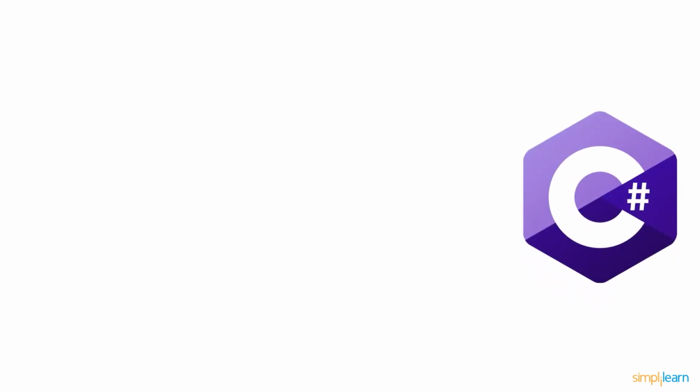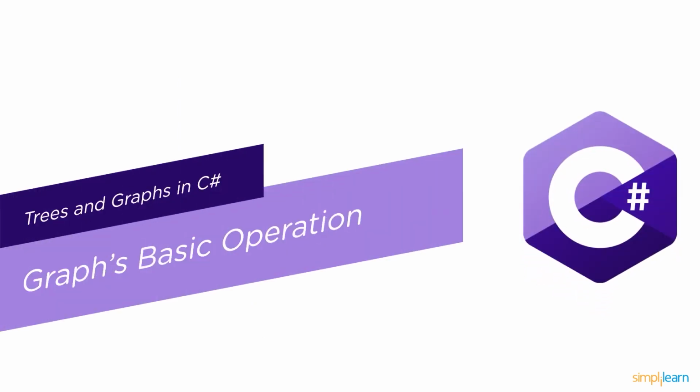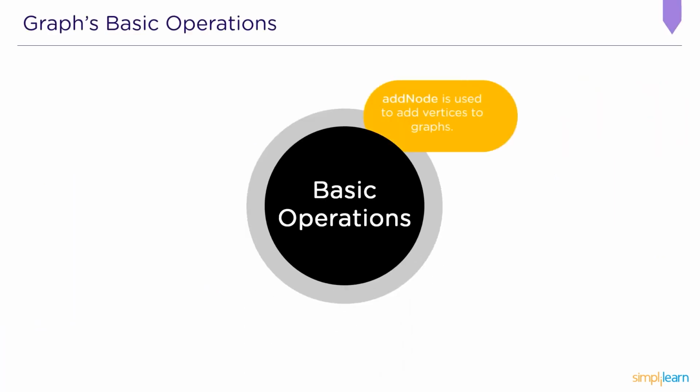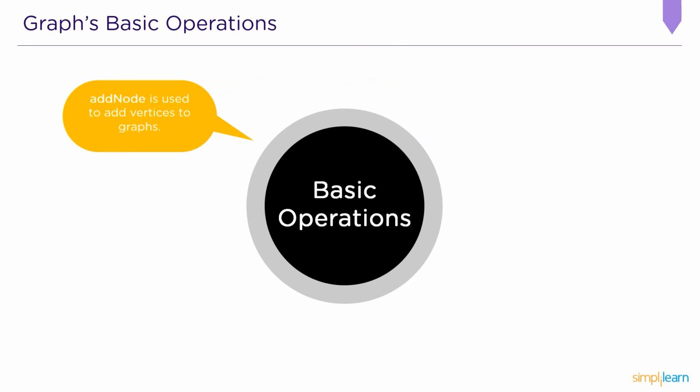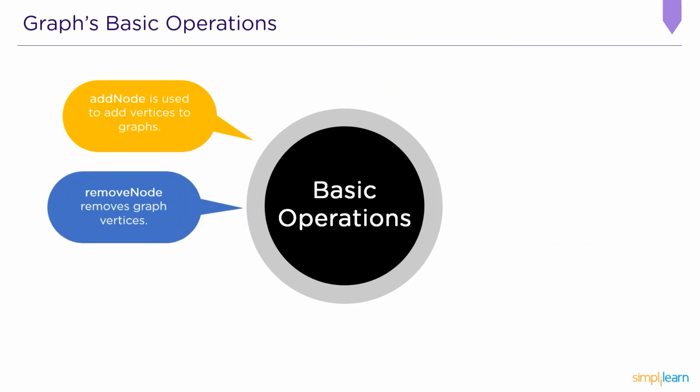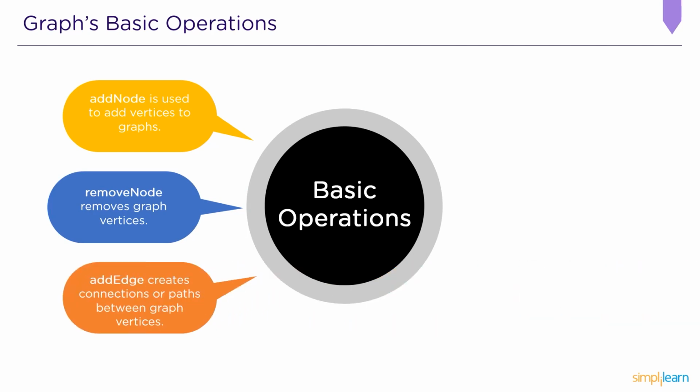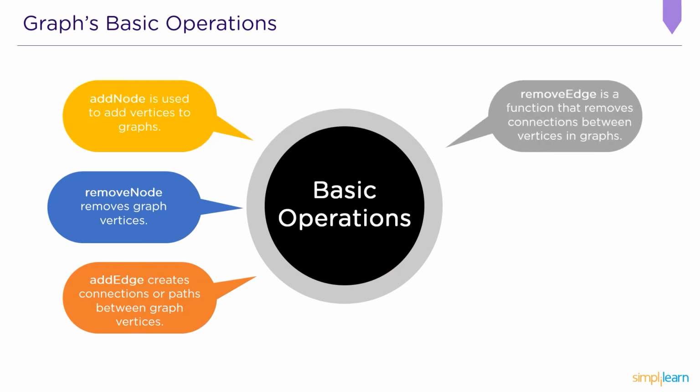In this tutorial, we will see some basic operations performed on graphs after learning about various graph data structures. So first we have the add node operation, which is used to add vertices to graphs. The next operation is remove node, which removes graph vertices. The third operation is add edge, which establishes connections or paths between graph vertices. The fourth operation is remove edge, which removes connections or paths between vertices in graphs.